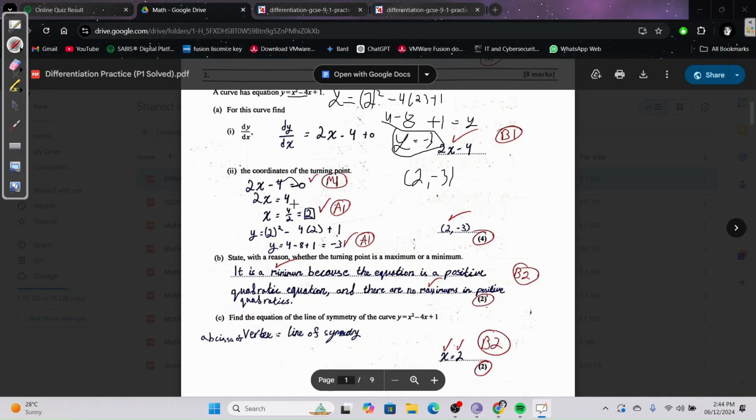So you get your marking points for writing 2x minus 4 equals 0. That's a method mark. Then you find x equals 2. That's the answer mark here. And you use the other one to find the other answer mark, which is y equals negative 3, by solving and substituting. That's the third mark. And then you get the mark for just in general.